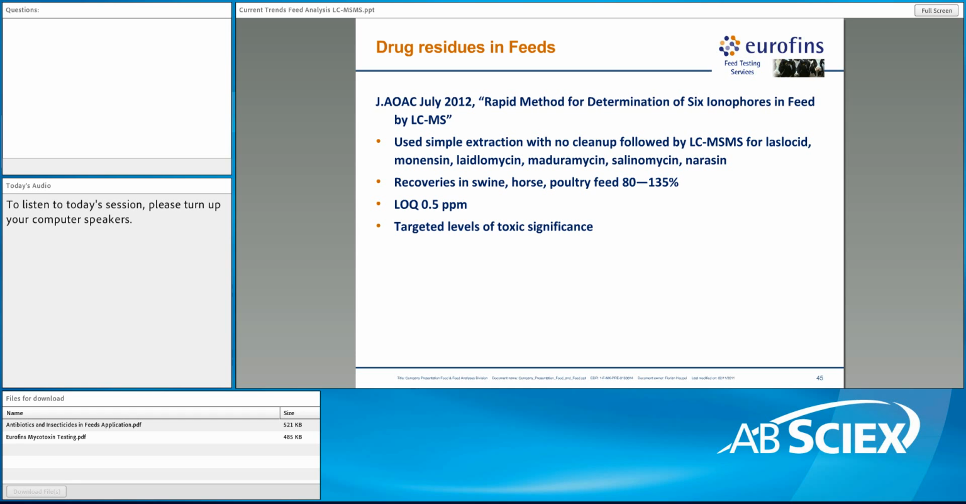One method appeared in the literature last year, which was important. We saw probably one of the first analytical methods for the determination of a single class of drugs in feed, published in the Journal of AOAC. In this particular case, there was a simple extraction with essentially no cleanup, followed by LC-MS/MS for the 6 ionophores noted here. Recoveries were not bad. LOQs were a little bit high for the types of industries that are now being served, but the target levels are of toxic significance. So this was a very good and very significant paper.